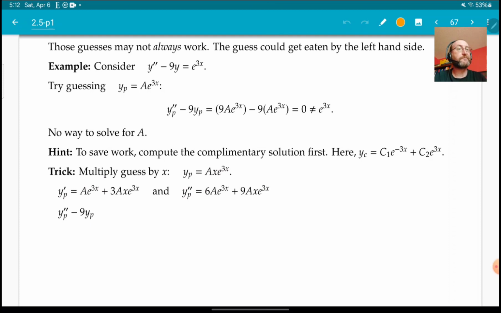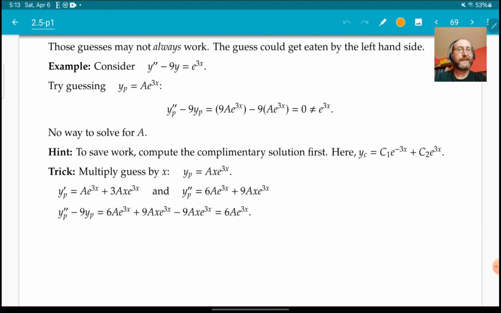And hopefully I can get some e to the 3x on the left-hand side, so that I can solve for a. So all right, let's plug that in. If you plug that in, you get y double prime, that's this thing, and then y is this thing. And then I do minus 9 times this thing, so I have this, minus 9 this.